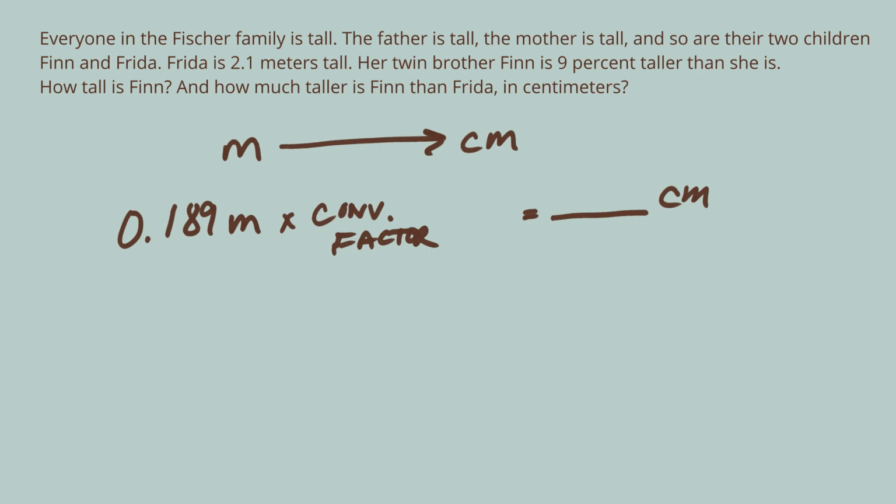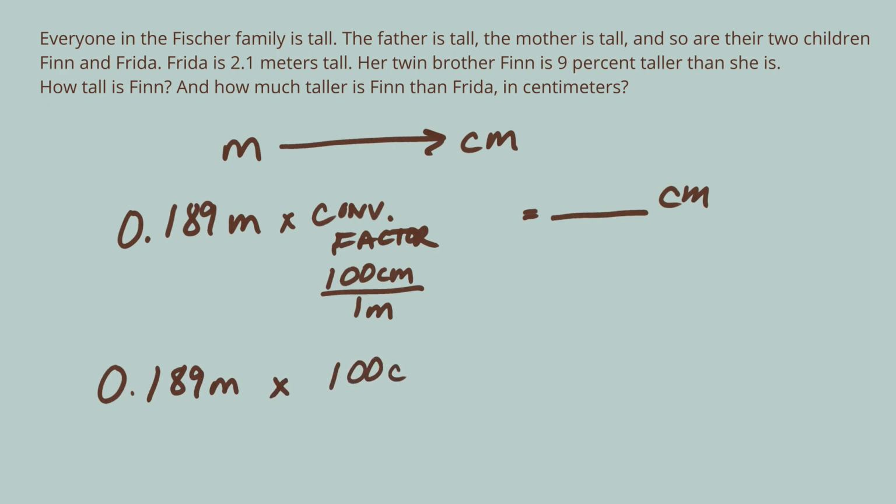We want meters to cancel, and we want to be left with centimeters at the end. That tells us we need centimeters to go on top of our conversion factor and meters on the bottom. So we will use the fraction 100 centimeters over 1 meter as our conversion factor. 0.189 meters times 100 centimeters over 1 meter, meters cancel, equals 18.9 centimeters.